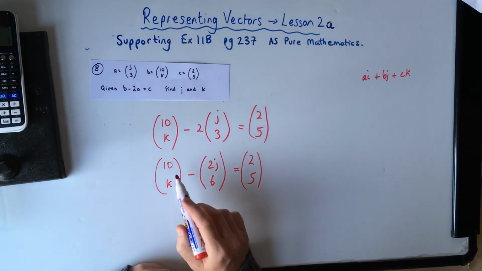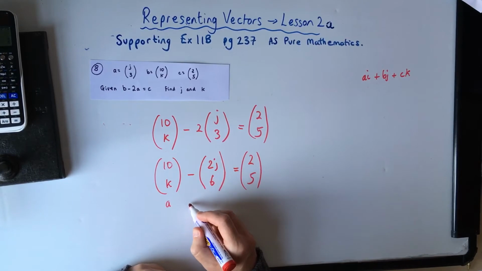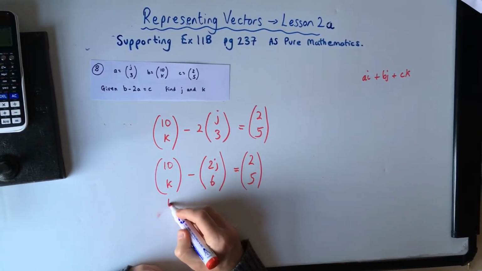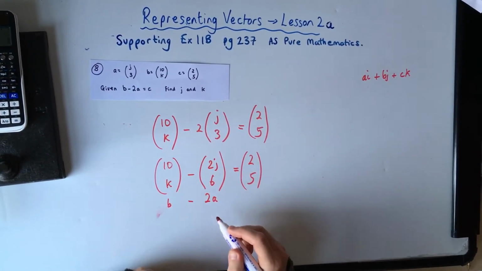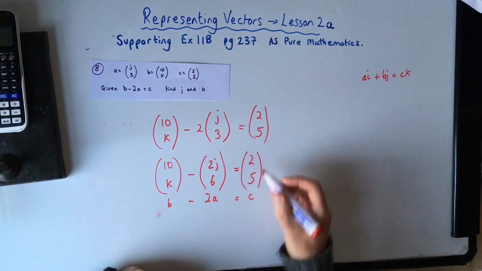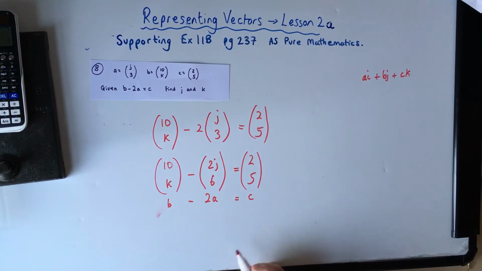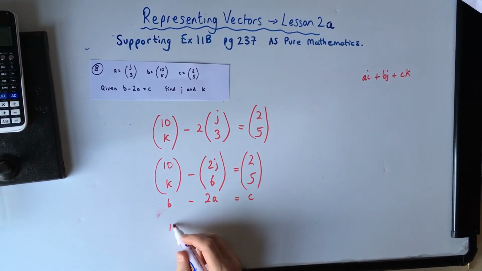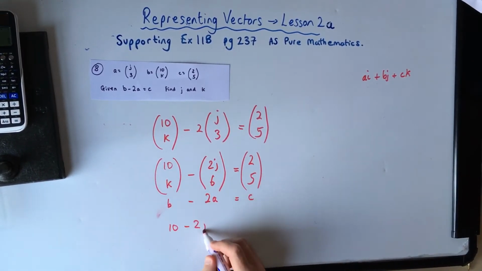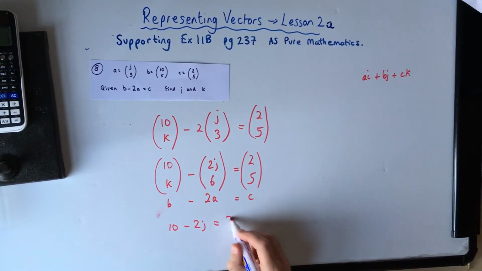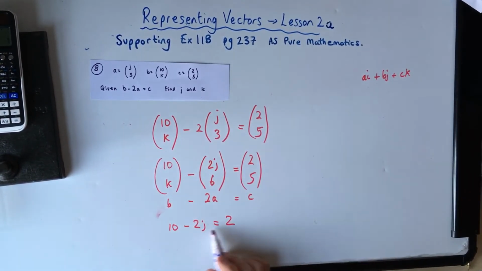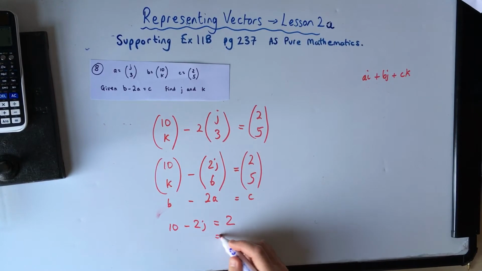Okay, so that is a. It's not. It's b minus 2a, is equal to c. So that's what we've got written down there now. Okay, and you can see what we do. You can just see that 10 minus 2j is equal to 2, the top row. Okay, so that's to solve.